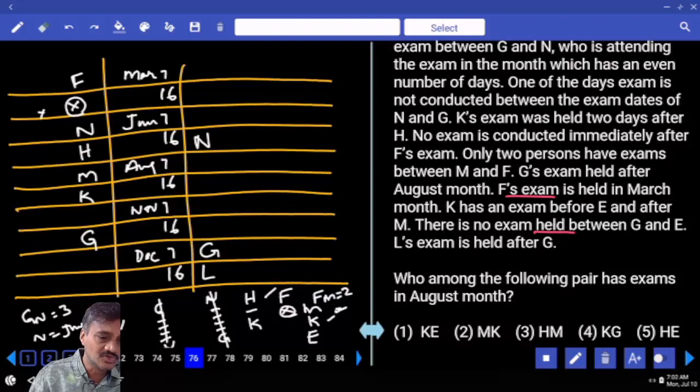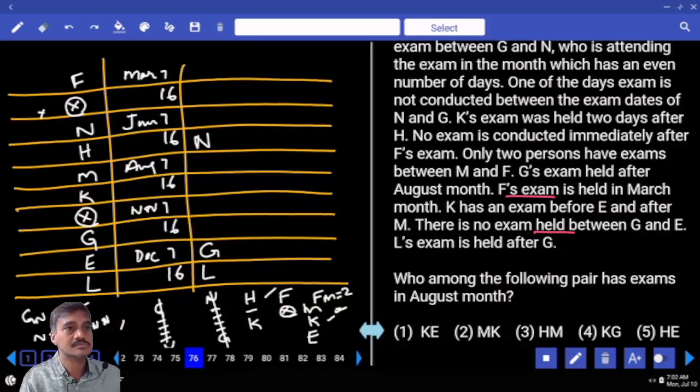Then between G and N, there must be exactly 1 holiday. 1 holiday between G and N. Then after this one holiday, there is no examination between G and E. E is here. It is practice because there is no definite information given anywhere else. Now if you start with N, there are 4 possibilities. Then now this is the final arrangement we have.